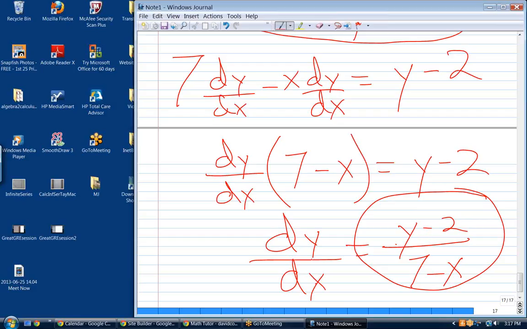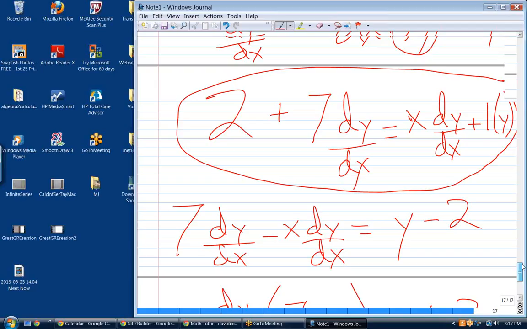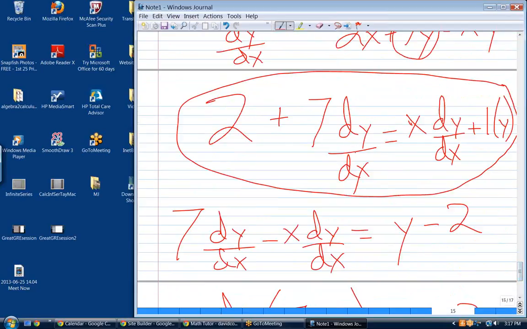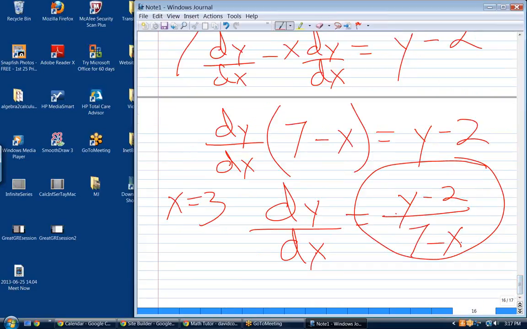If they asked us to evaluate this at a point, let's say evaluate it at x equal 3, well, I'd go back to my original function, and I know that when x equals 3, I can figure out what y is. And so I would input x equal 3 and whatever y is equal to when x is equal to 3, I would plug it in for that. So I would be able to tell you the first derivative at the point x equal 3, y equal whatever.